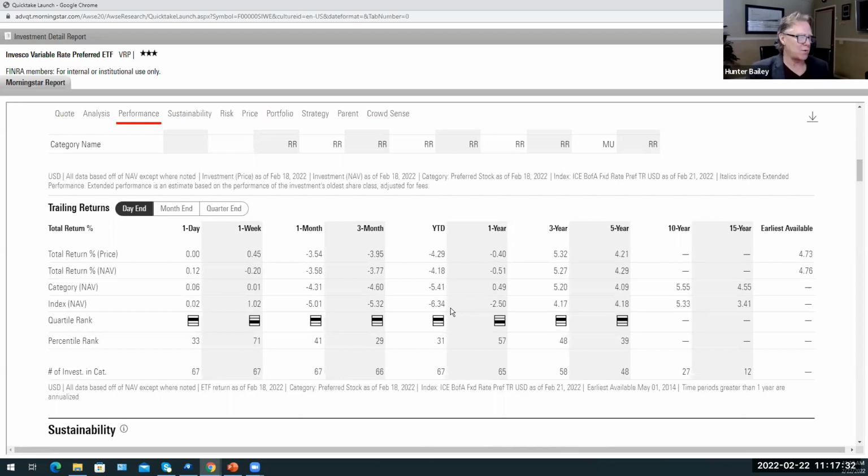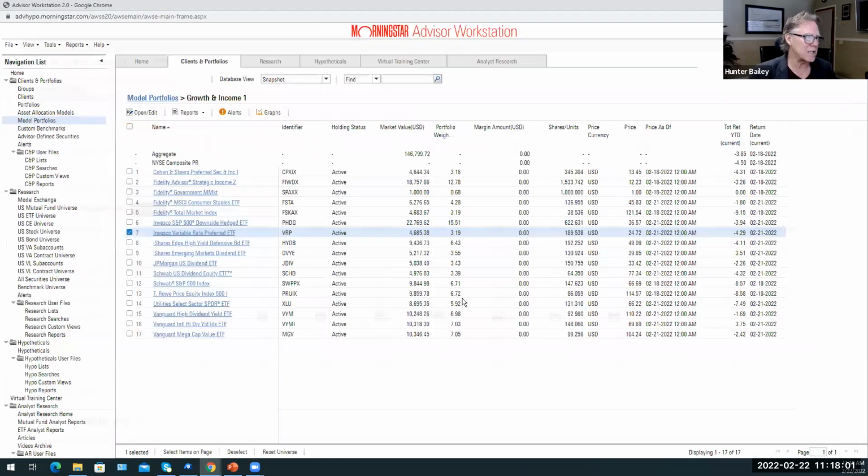So if you go to PFF, I think it is, there's an ETF that's preferred stocks. It's an index of all preferred stocks. This one buys variable rate preferreds. That other index is down 6.34. Our fund is only 4.29 on the downside. That's a big difference. And this means that we're more defensive against interest rates rising because we have preferred stocks that can fluctuate. They can update their returns.